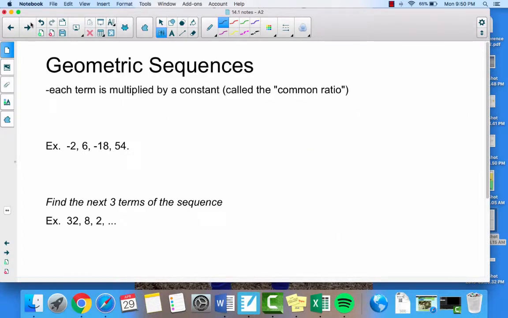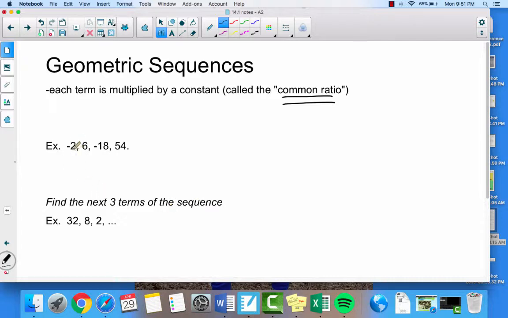Now the next sequence we're going to talk about is the geometric sequence, and those are similar to our arithmetic sequences, except these are going to be multiplication problems instead of addition problems. So to find a geometric sequence, you're going to find what you multiply each time, and that is called the common ratio. Instead of common difference, common ratio.